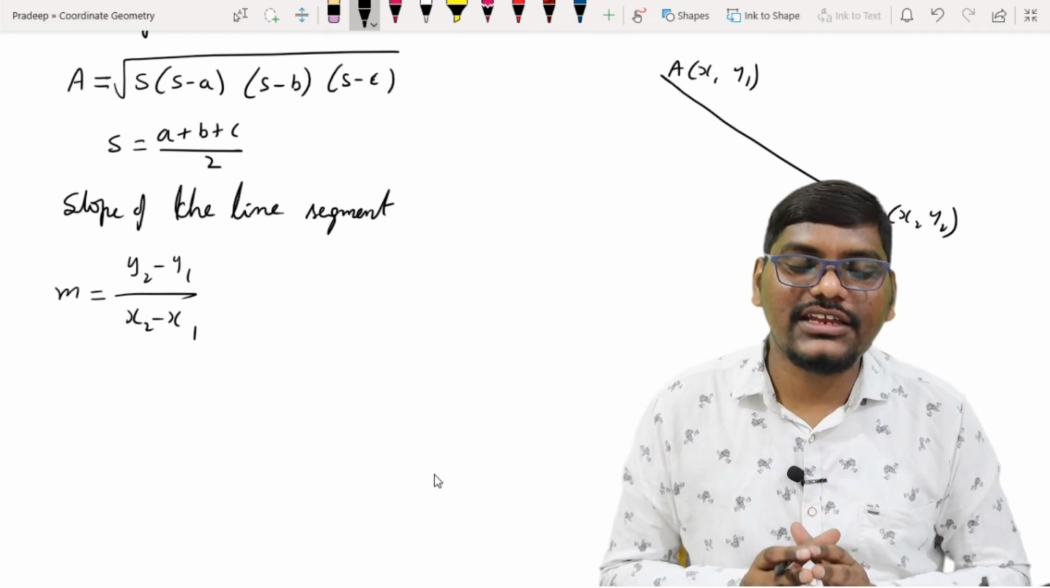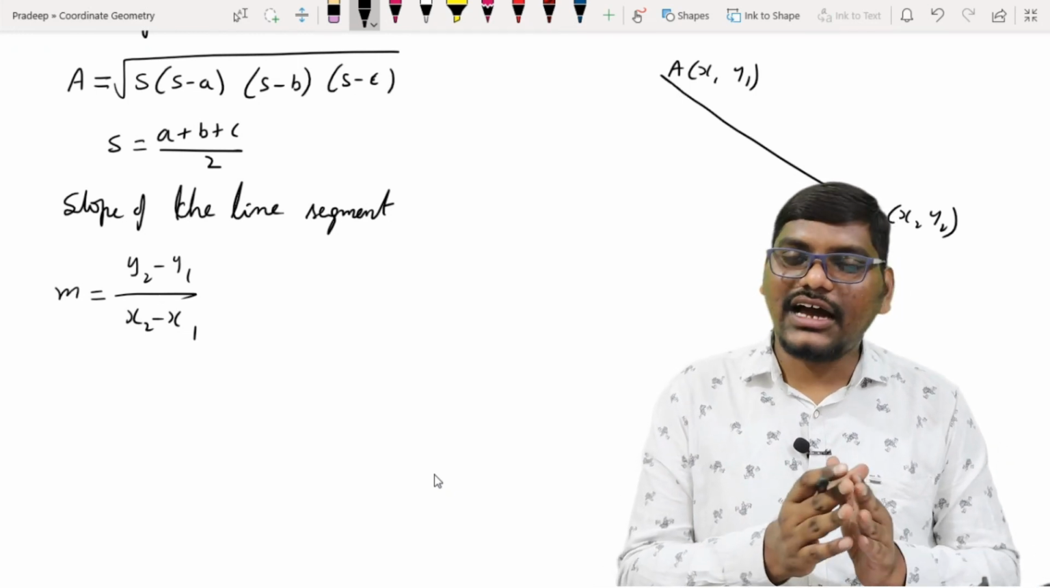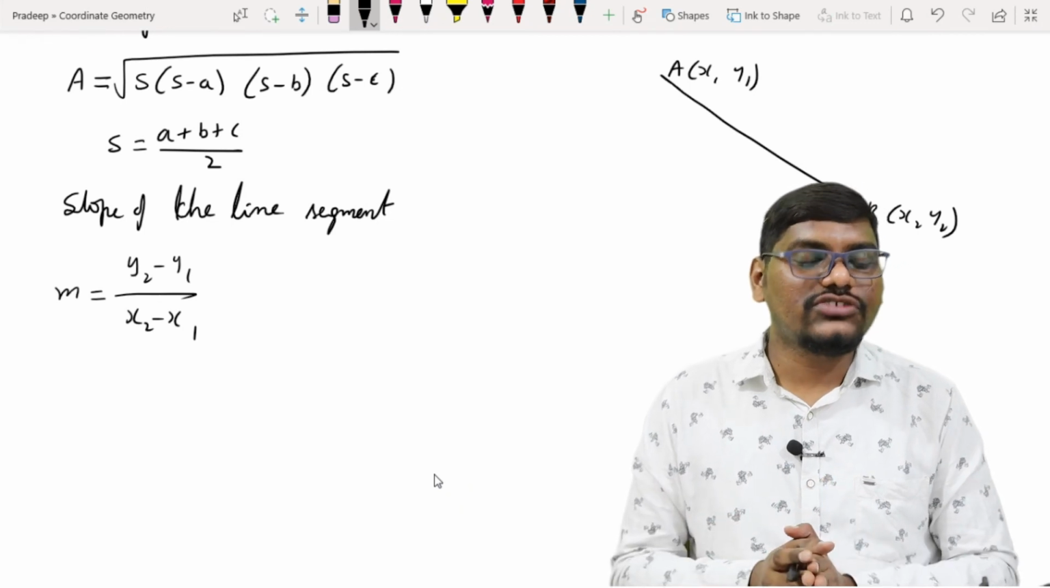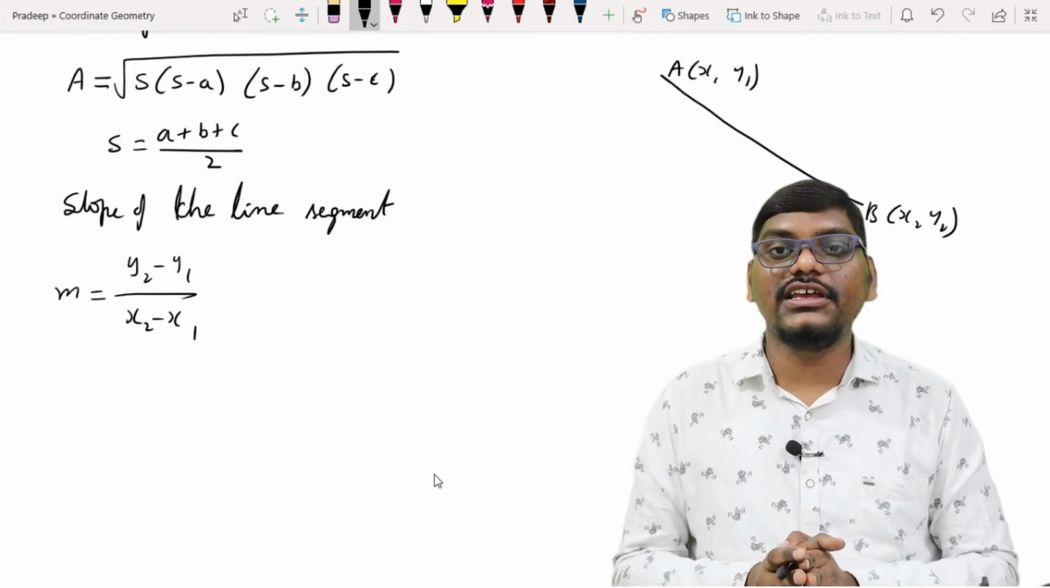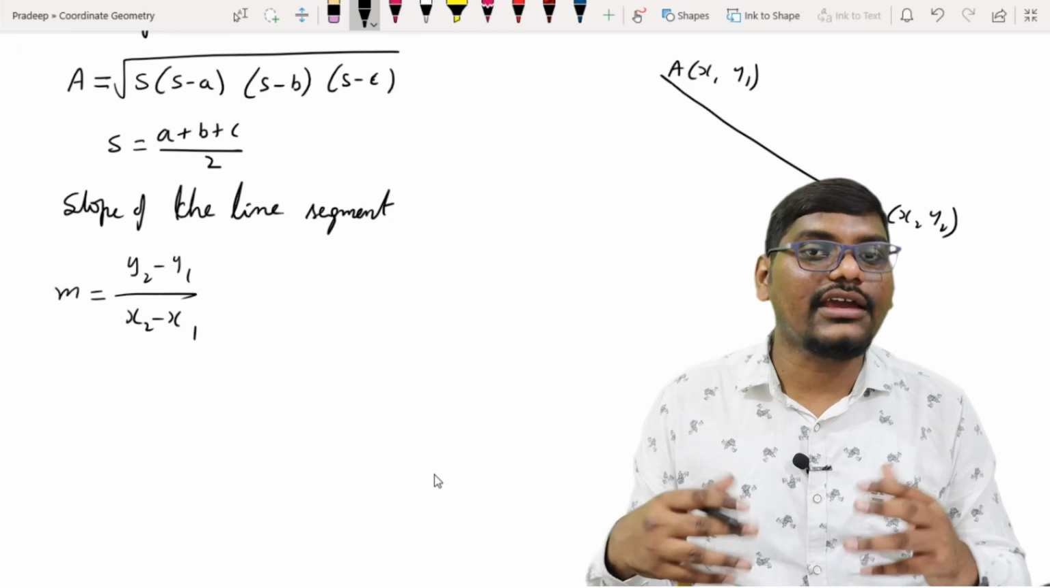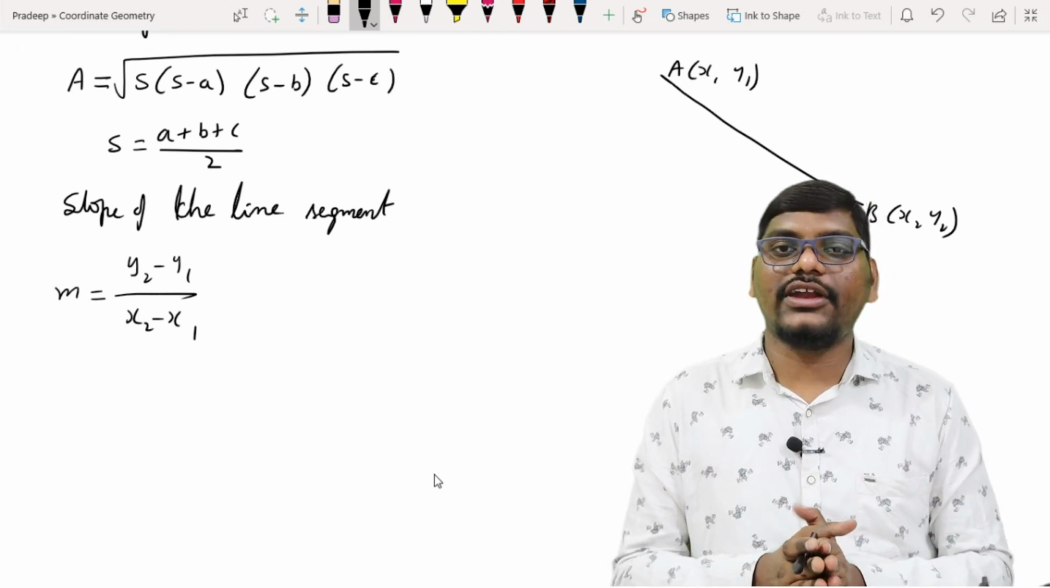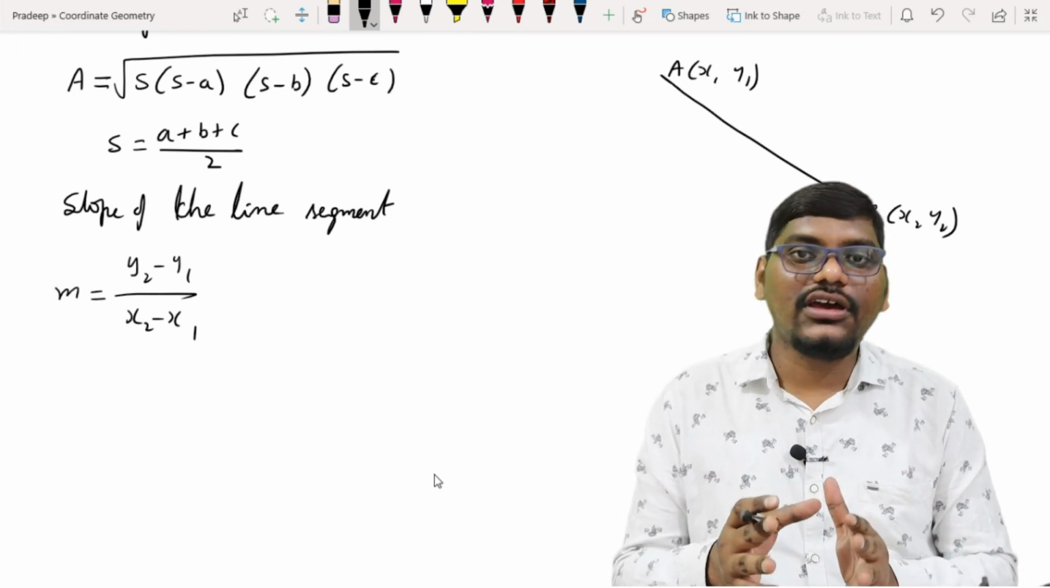I hope this is very clear to you. So we have gone through all the concepts, so just go through all of this very clearly, so you will be able to do any kind of question from coordinate geometry. So stay tuned, keep going.